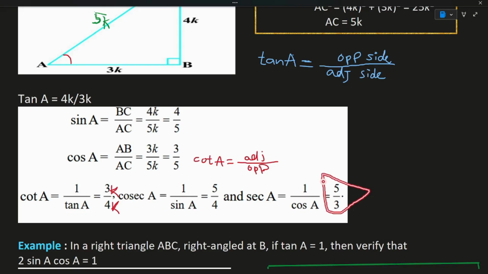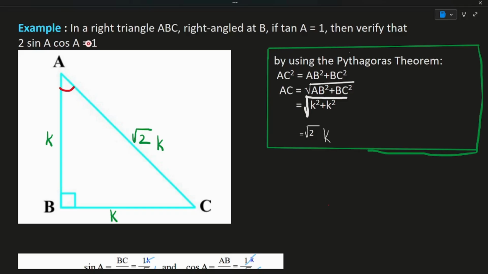So in this manner, by simply finding the sin A, cos A and tan A, we can get the others easily. Let us discuss another example. In a right angle triangle ABC, right angle at B, if tan A equal to 1, then verify that 2 sin A cos A equal to 1. Carefully observe the problem given.